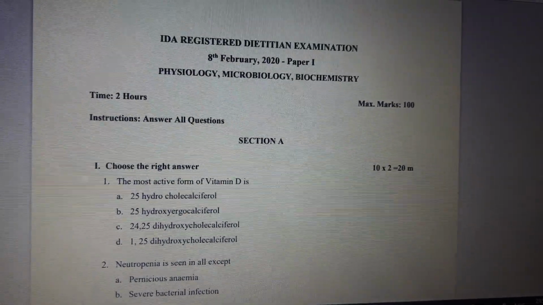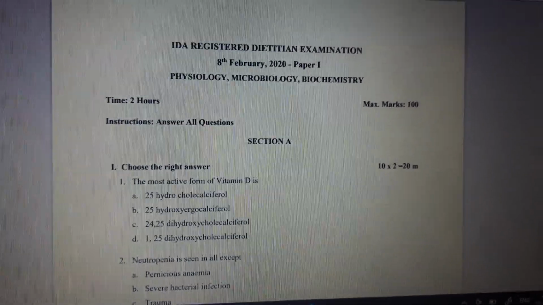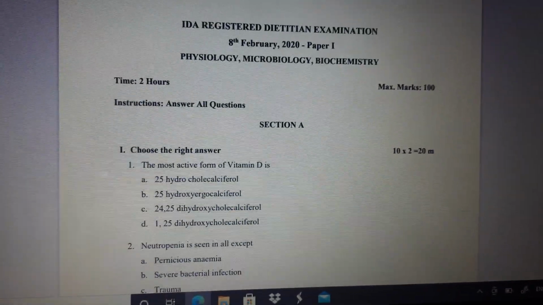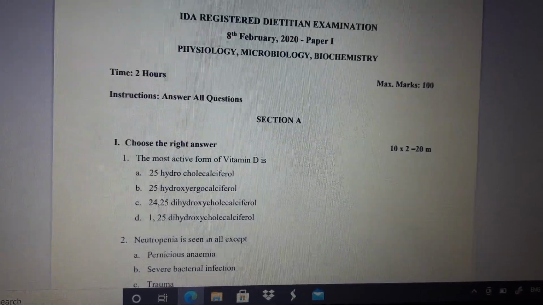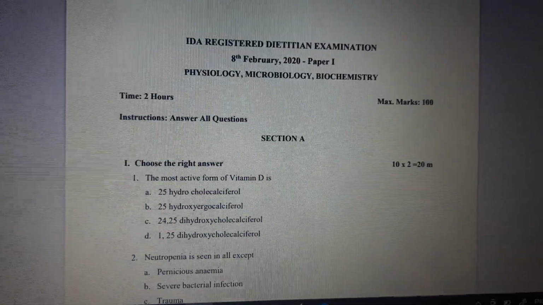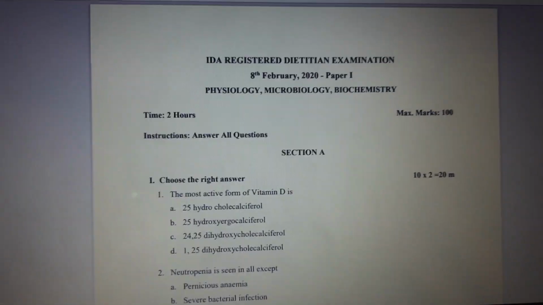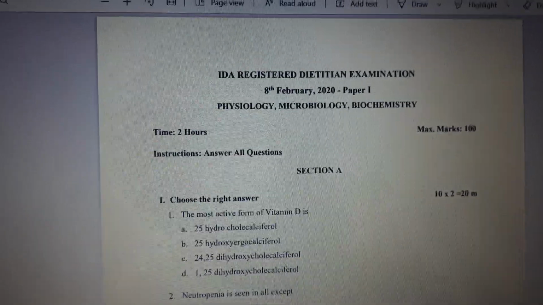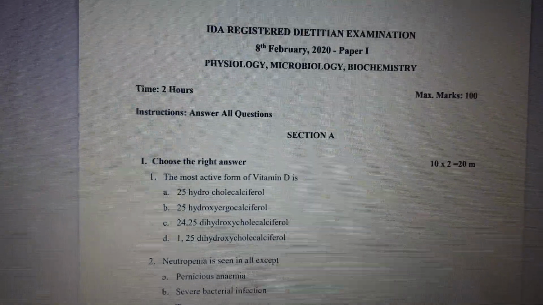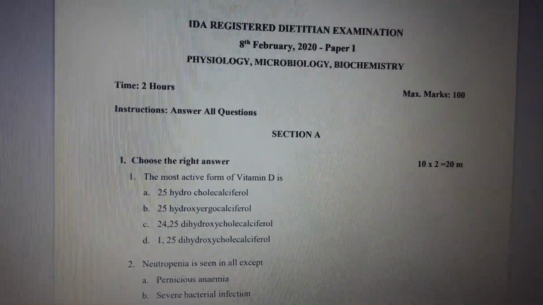Welcome everyone again. So, today we will analyze a question paper. Before starting the preparation of any exam, we need to know the exact exam pattern to study. So, I've taken a question paper from the year 2020, which happened last year. It happened on 8 February 2020.